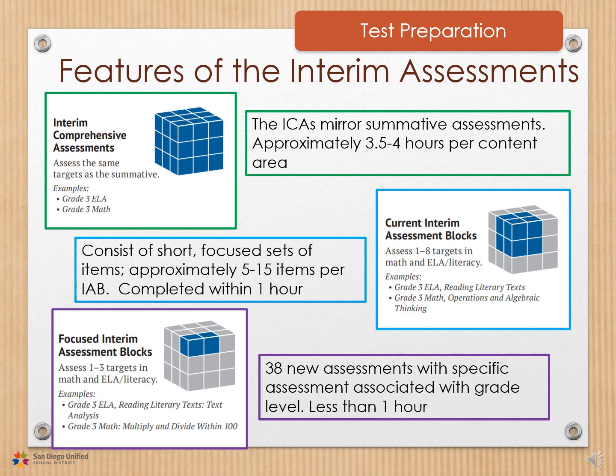The ICAs are built on the same blueprint as the Smarter Balanced Summative Assessments. Each ICA contains approximately 35 to 45 items. The IABs focus on smaller sets of targets to provide more detailed information for instructional purposes. Each IAB contains approximately 5 to 15 items.